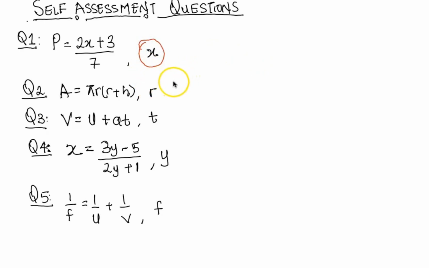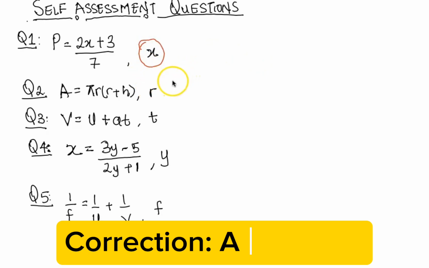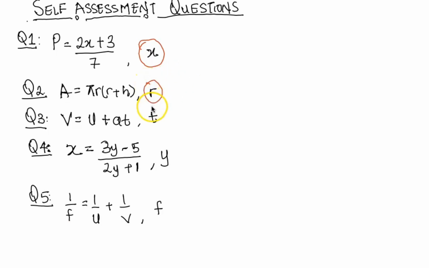In the second question, we have a is equal to pi r squared plus h, and in this case we are going to make r the subject of the formula. In the third question, we have v is equal to u plus at, and in this case we are going to make t the subject of the formula. In the fourth question, we have x is equal to 3y minus 5 over 2y plus 1, and in this case we are going to make y the subject of the formula.